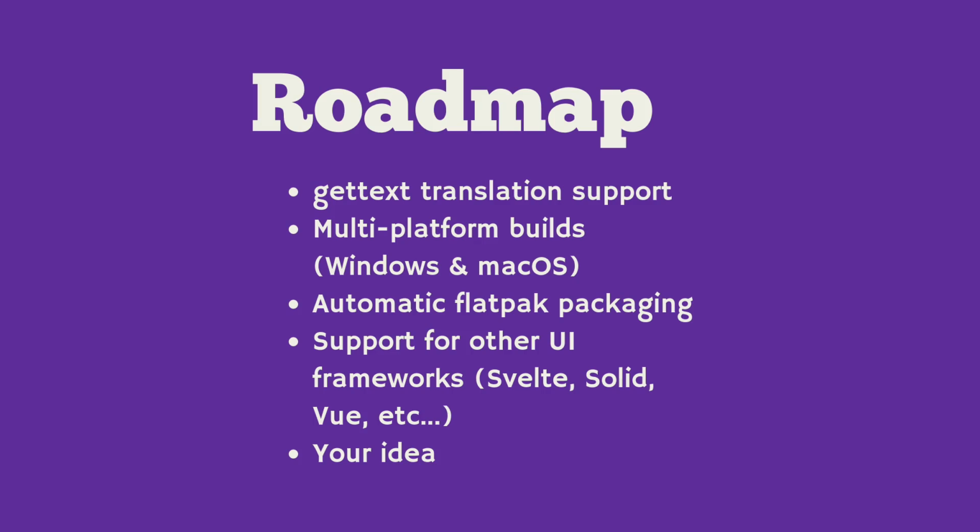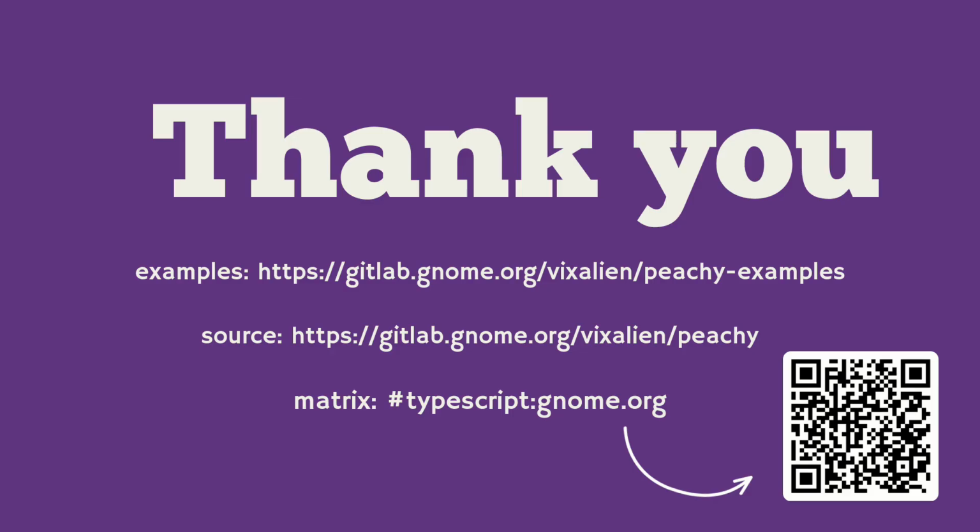Another feature on the roadmap is multi-platform builds, which we might be able to do and support Windows and macOS builds, and maybe even Android in the future, who knows. Another feature that would be nice is automatic Flatpak packaging. So you write a Pichi application and it compiles into a Flatpak automatically. And we might also in the future support other UI frameworks such as Svelte, Solid, and Vue, depending on their complexity. Also, if you have a different idea you want to be implemented, of course, it can be put on the roadmap.